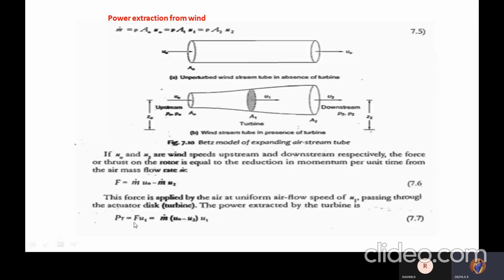What is F? Already you know it is m dot mu naught minus m dot mu2, into mu1. That will give you the midstream value, because you can ask, ma'am, you are only considering upstream and downstream, where is the mid portion? That's what midstream is: equally distributed between the two cases. You are going to write that as PT is F mu1, and F mu1 can be written as m dot into (mu naught minus mu2) into mu1. Okay, so this is just the midpoint.